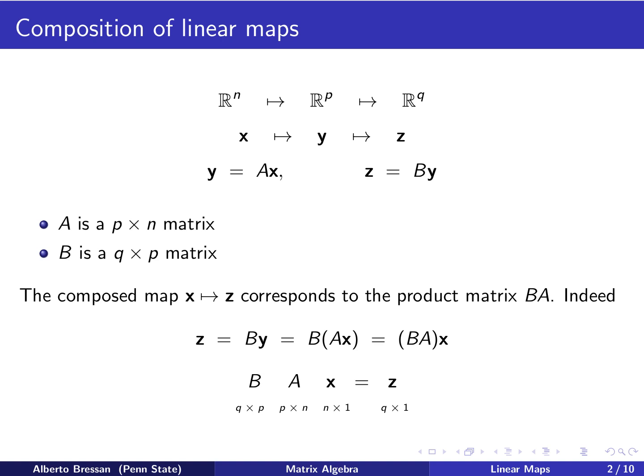Okay, so let's be careful here. The sizes of the matrices must be matching. So this B here is q times p, and the A here is p times n, and then B times A here will be q times n, and x is n times 1, and z will be q times 1.